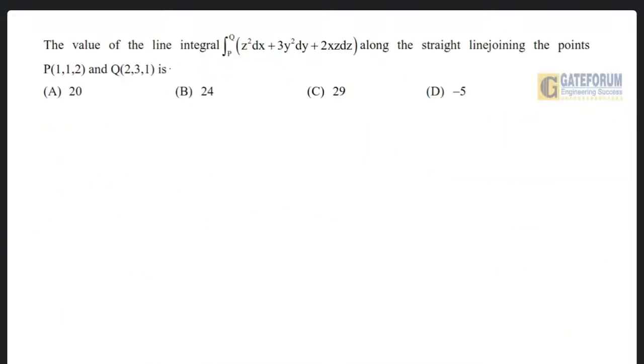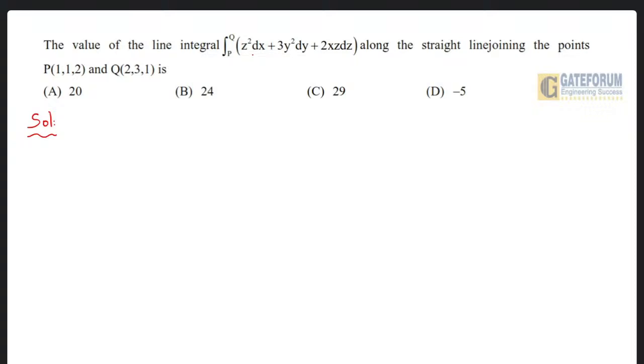The question is: the value of the line integral from P to Q of z square dx plus 3y square dy plus 2xz dz along the straight line joining the points P(1,1,2) and Q(2,3,1). Four options are given. This is from engineering mathematics, from the topic vector calculus. And the solution is line integral. So either you express this as F bar dot dr bar.